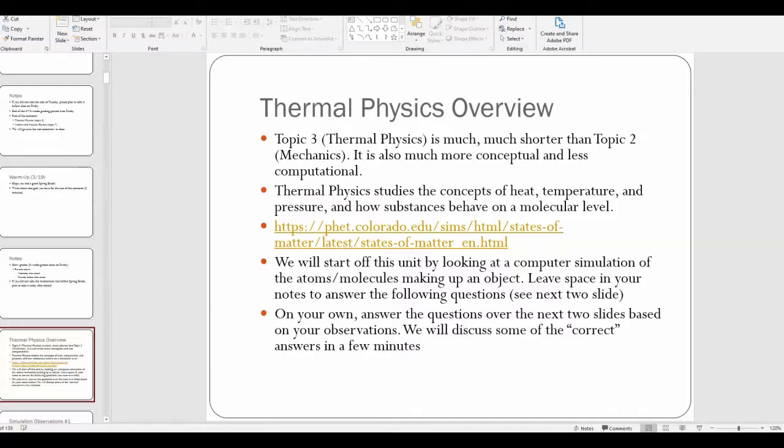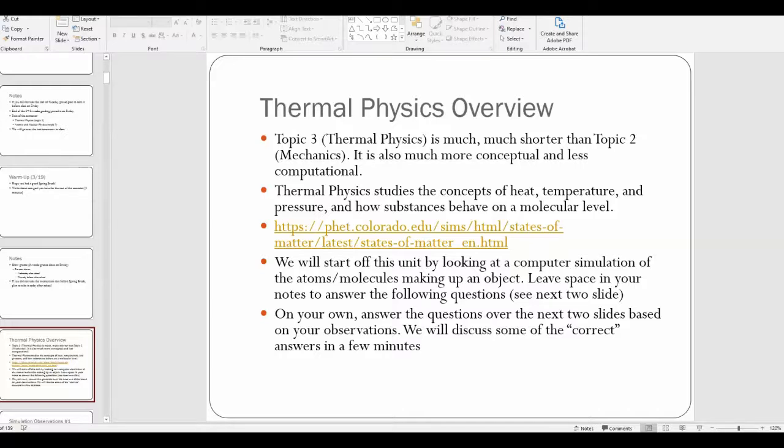I will also add that generally speaking, people do really well with topic 3. I don't know if it's just easier or if it's just more intuitive or just because it's not mechanics. But people tend to do really well on this topic. And maybe it's because some of the concepts you're familiar with from your past science classes.